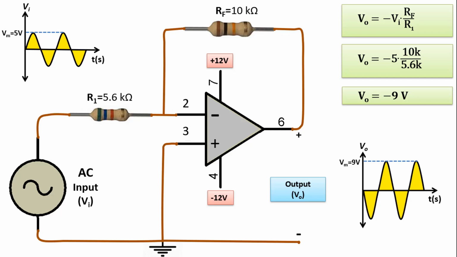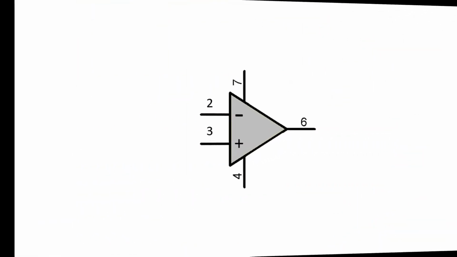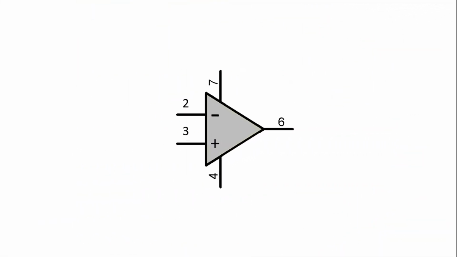So, what does negative mean here? It means that the input is 180 degrees phase shifted to the output. The graph of the output will look like this. It appears to be 180 degrees out of phase. It is actually symmetrical with respect to the time axis. Now let's look at a non-inverting amplifier circuit.